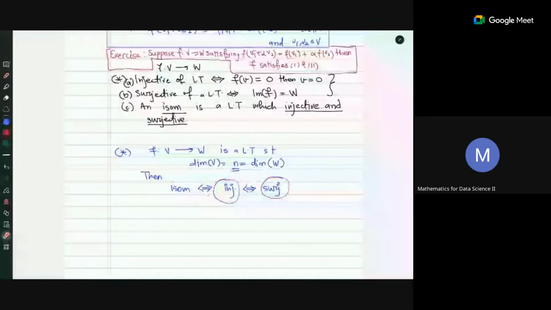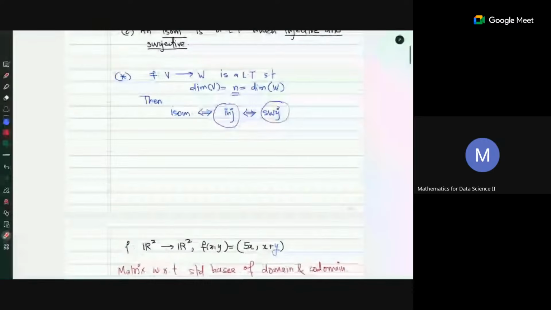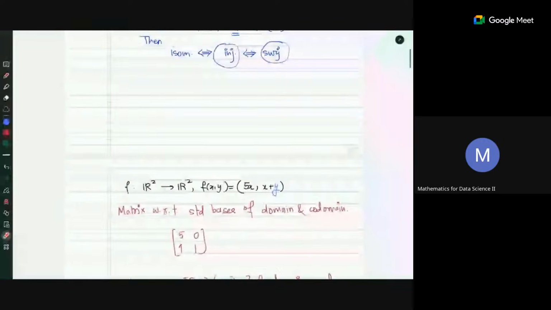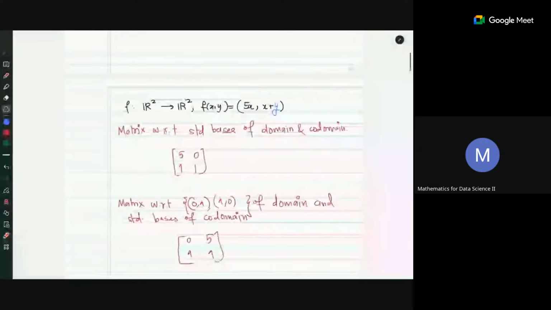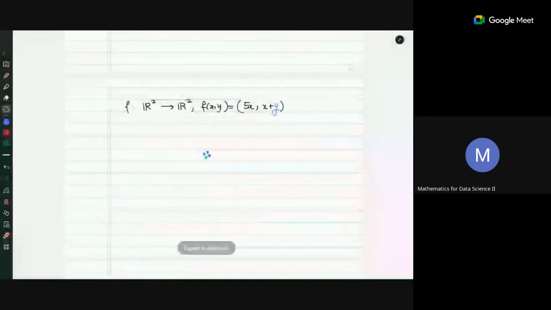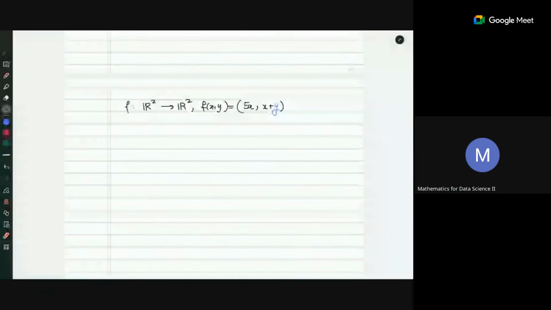So what are we going to do in today's discussion? We are going to associate a matrix to a linear transformation. First of all, let's start with this function. This is a function from R2 to R2, given in terms of a vector in the general form: the vector (x, y) goes to (5x, x + y).